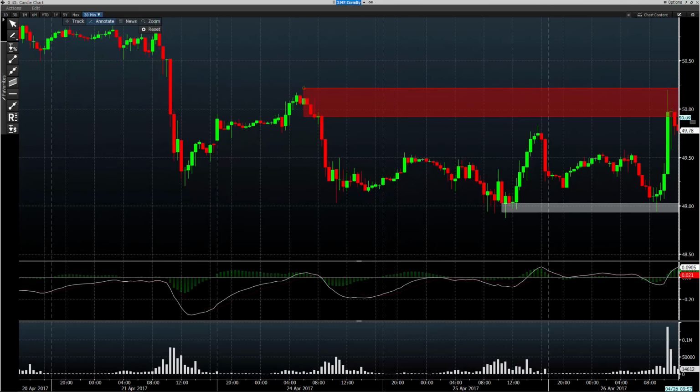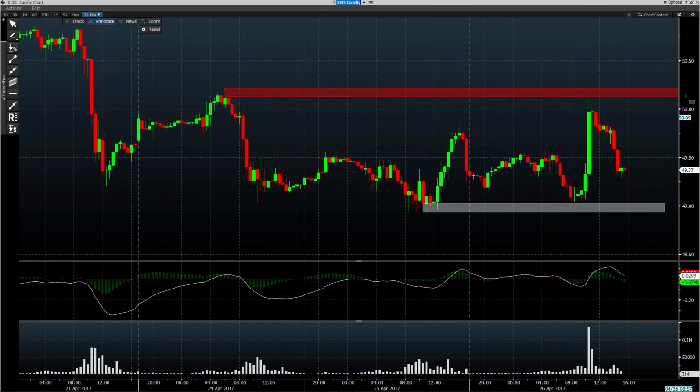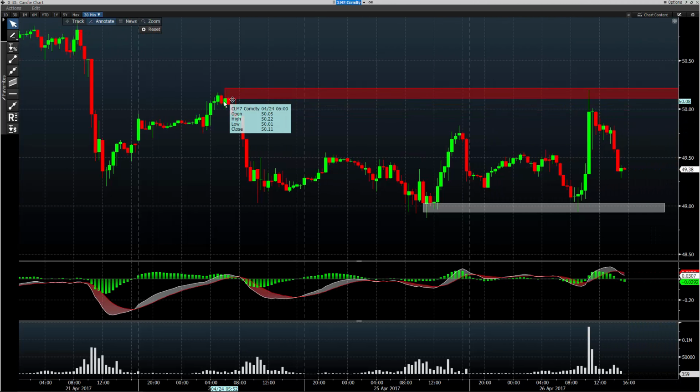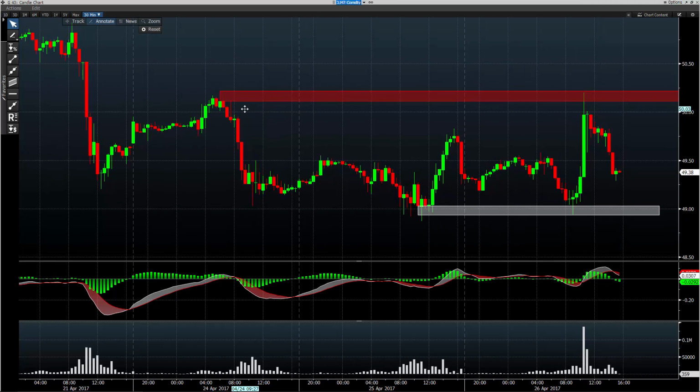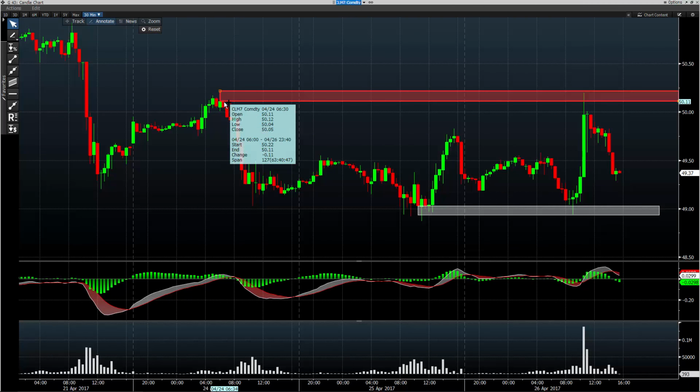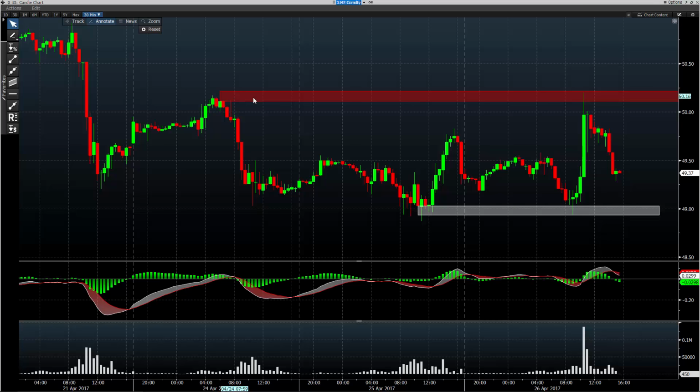So what happens the next visit up to that level? There it is. It's on Monday. It was right there. It's been on my screen for 2 days. I was using 50.15 as my resistance level in crude for my morning report. So everybody that got my morning report, I was using 50.15. That was where the zone was created.